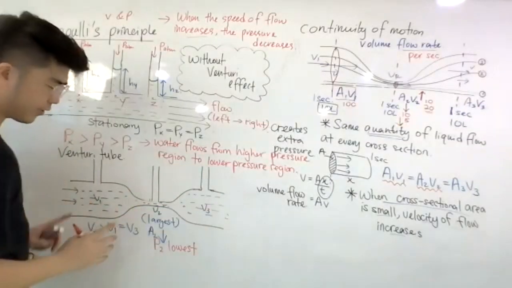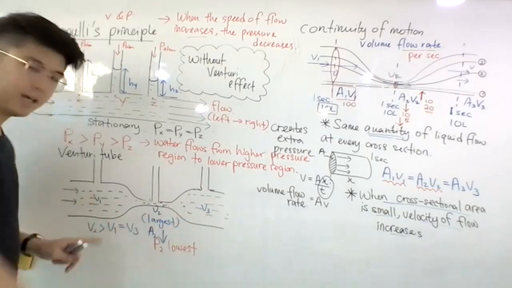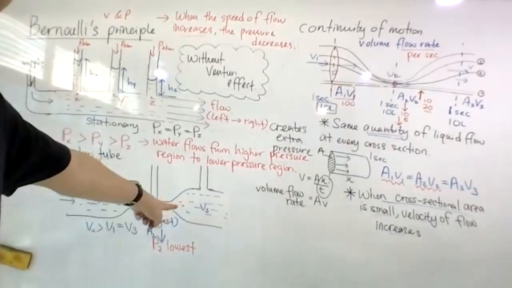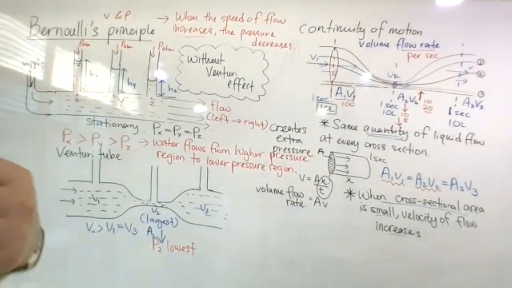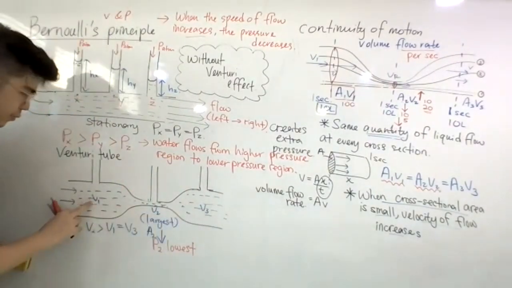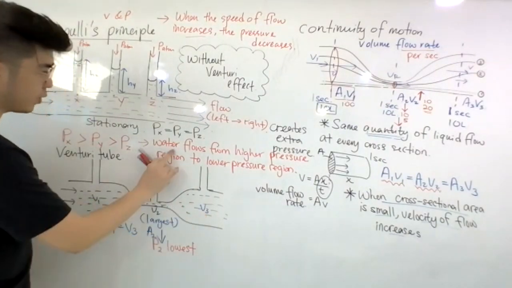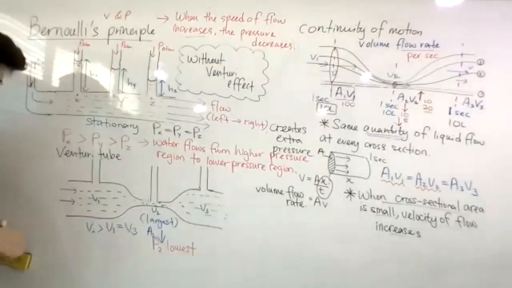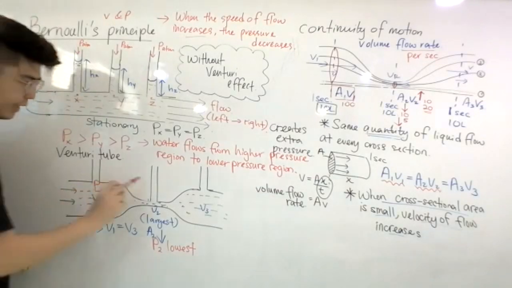Now, the speed, first of all, the speed is the same, right? The speed is the same. That means they should have the same pressure, right? Speed is the same. But remember, water flows from higher pressure to lower pressure. That means, are these two the same? No, this one will be slightly higher than this one here. Okay, because water flows from a higher pressure region to a lower pressure.